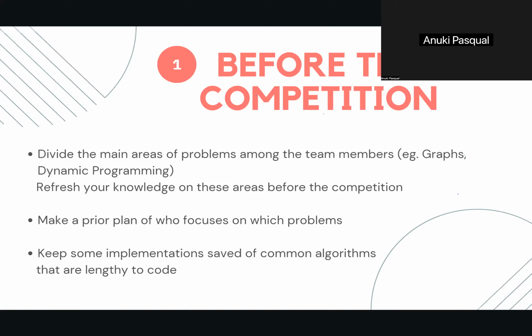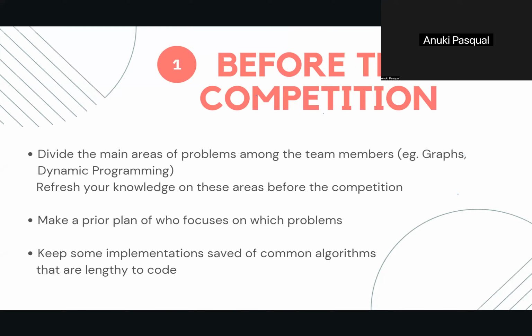Before the competition, we also refreshed our knowledge about the areas we had chosen, and then did some problems to warm ourselves up with these data structures and algorithms. One useful thing that we did was this: some algorithms and data structures are a little lengthy and tedious to implement, like trees, and something I have found useful is disjoint sets. So we implemented these before the competition and kept those codes saved, so that if there's a problem where we think we might need that data structure or algorithm, we can directly use that.